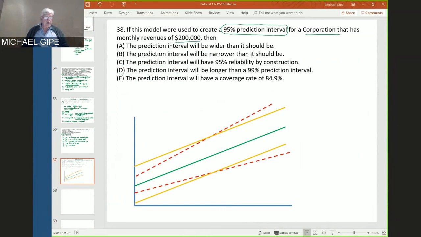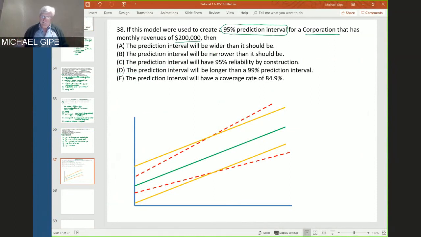We have heteroscedasticity. And so is the prediction interval wider than it should be? Is it narrower than it should be? The prediction interval, will it have 95% reliability by construction? Is that by definition, that's what it's going to be? How about the prediction interval will be longer than a 99% prediction interval, or will have a coverage rate of 84.9%. None of those two makes any sense.